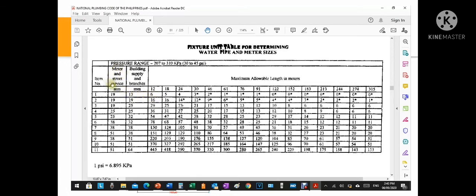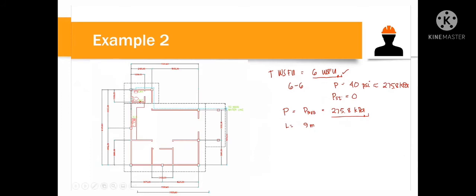For meter and service pipe, we have 19 millimeter, and for building supply and branches, we have 13 millimeter. Okay? So for service pipe, which is 19 millimeter diameter, or 3/4 inch. And then for branches or horizontal pipe inside the building, you have 13 millimeter diameter, that is 1/4 inch pipe. So this is how you're going to compute for the right size of pipe.